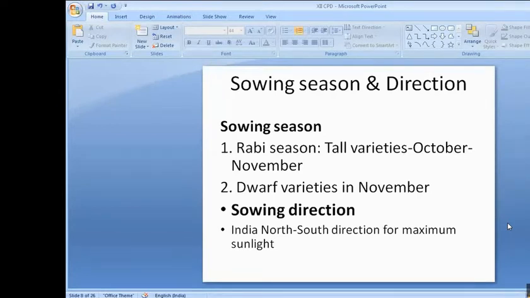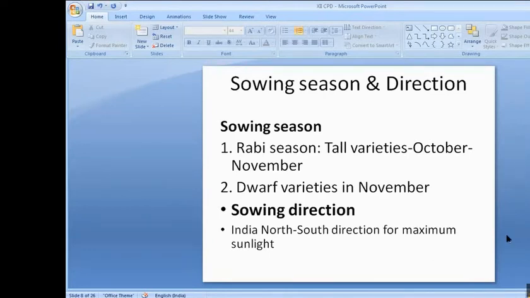So there are two kinds of varieties, tall varieties and dwarf varieties. These tall varieties are grown in October, November. October, November means the last week of October, first week of November, or you can understand 15th of October to 15th of November. Then dwarf varieties are grown in November. So October, November is the season of sowing. And the sowing direction could be north to south. Why is this north south? It is for maximum sunlight penetration.